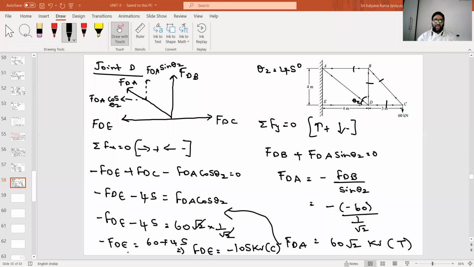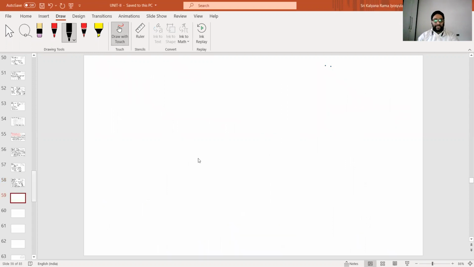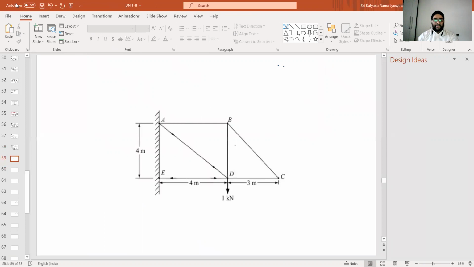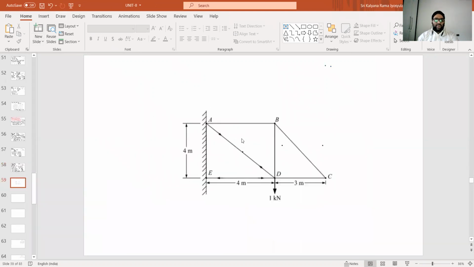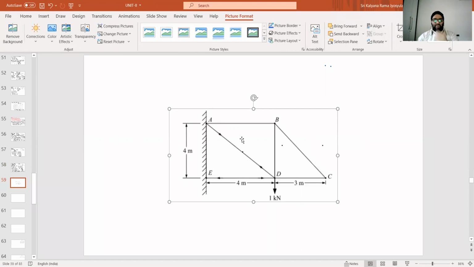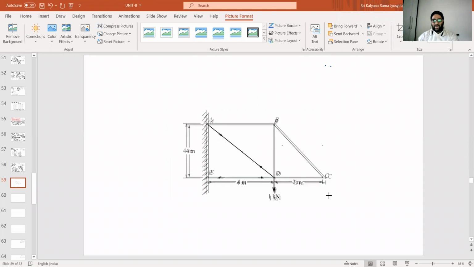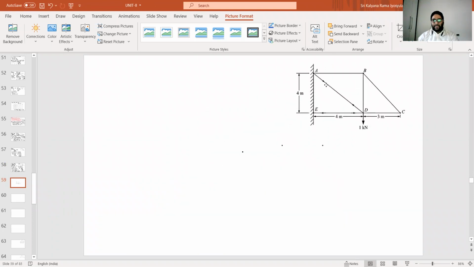Now let us try to apply unit load. So when we apply unit load, where should we apply? We need to apply the unit load at joint D. Let us try to apply the unit load at joint D and try to calculate the forces in all the members due to unit load.